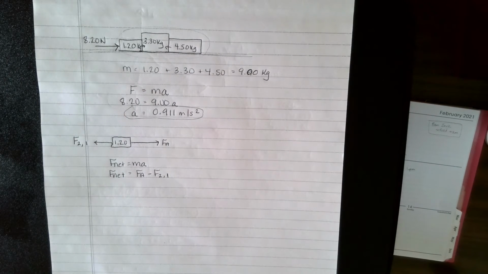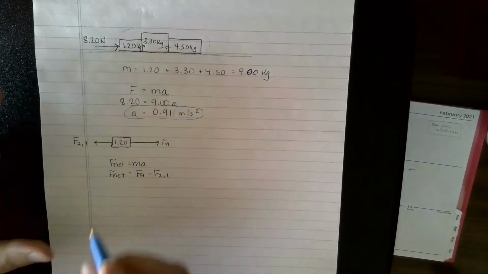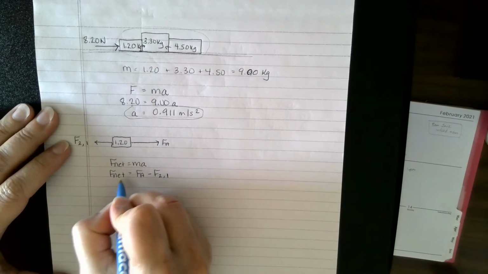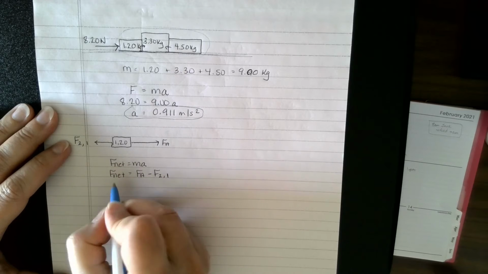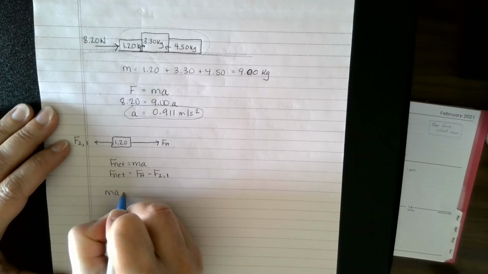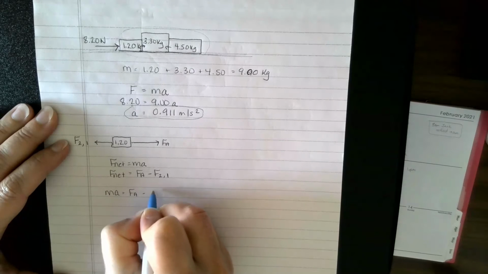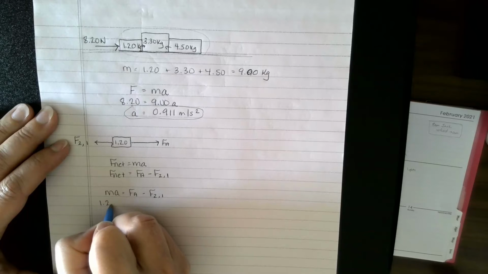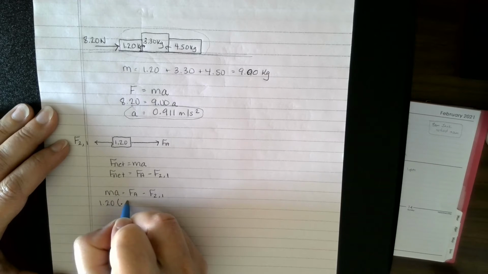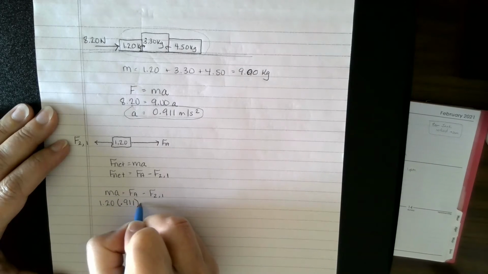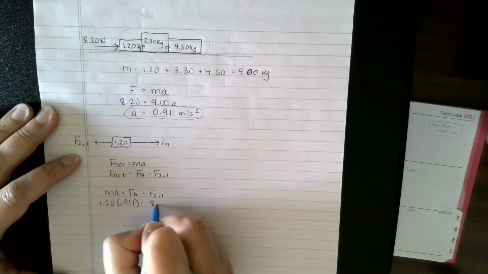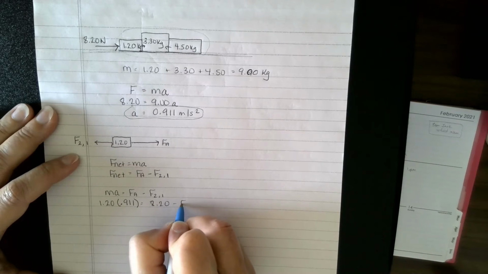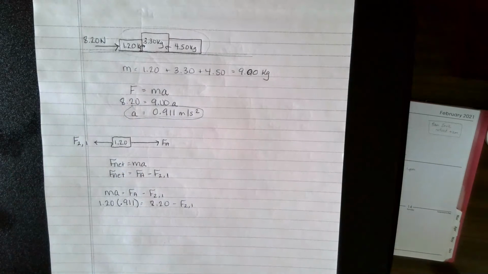And there are too many variables for me to find there. Actually, no, we can find all these. So if F net equals ma and F net is this, then ma is equal to the applied force minus 2 pushing on 1. My mass of block 1 is 1.20. My acceleration of block 1 is the same as all 3 of them. The applied force is 8.20, and I can find 2 pushing on 1.